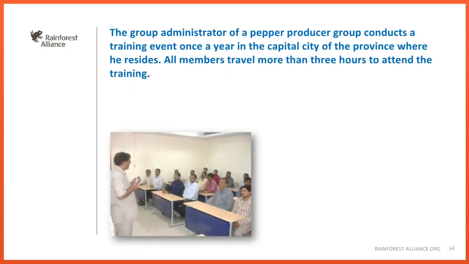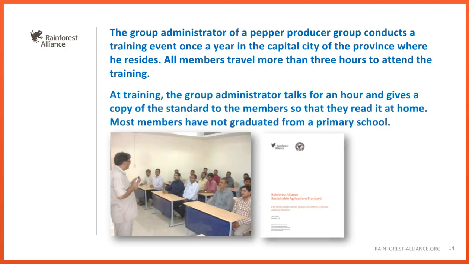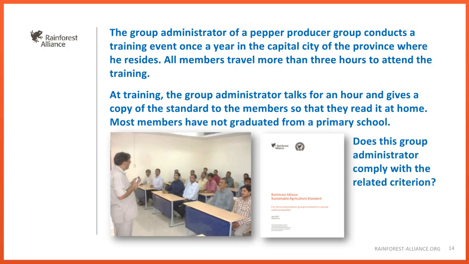The group administrator of a pepper producer group conducts a training event once a year in the capital city of the province where he resides. All members travel more than 3 hours to attend the training. At training, the group administrator talks for an hour and gives a copy of the standard to the members so that they read it at home. Most members have not graduated from a primary school. Does this group administrator comply with the related criterion?